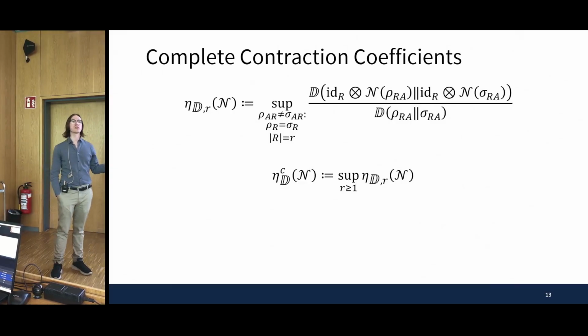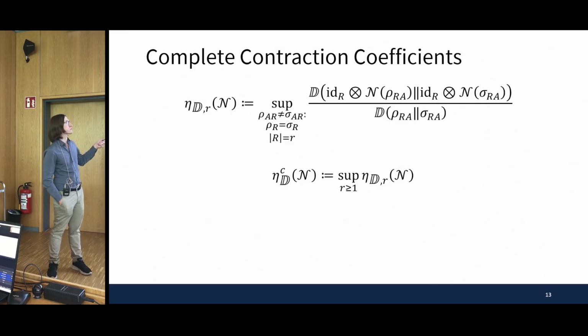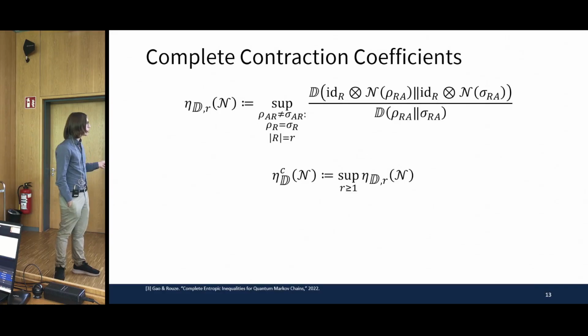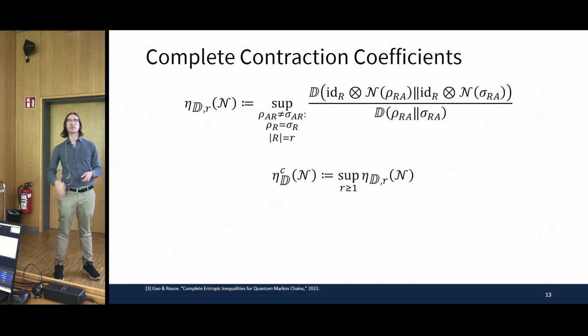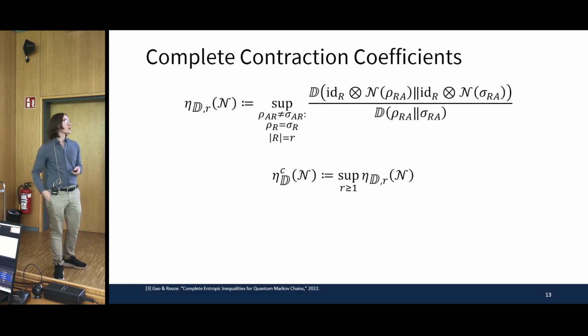So this is a complete contraction coefficient, and it fits in the way that we think of completely bounded norms, in the sense that we have this stabilization in terms of identity, and then we supremize over the reference system. And again, Gao and Rouzé had introduced this idea of a complete contraction coefficient for the case of the relative entropy, but here we're looking at it first for arbitrary divergences, but then we'll really look at it for the trace distance.